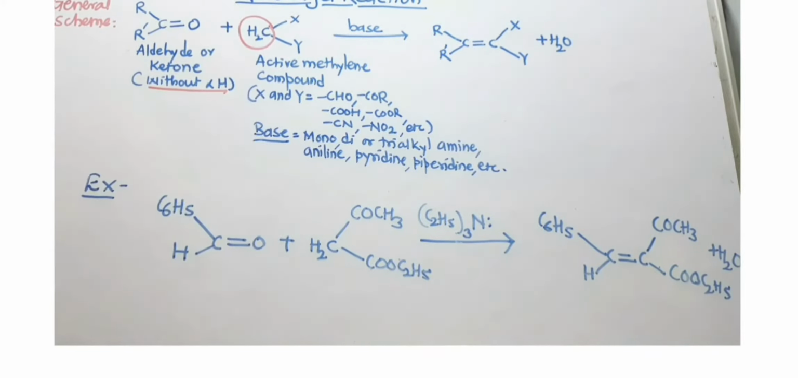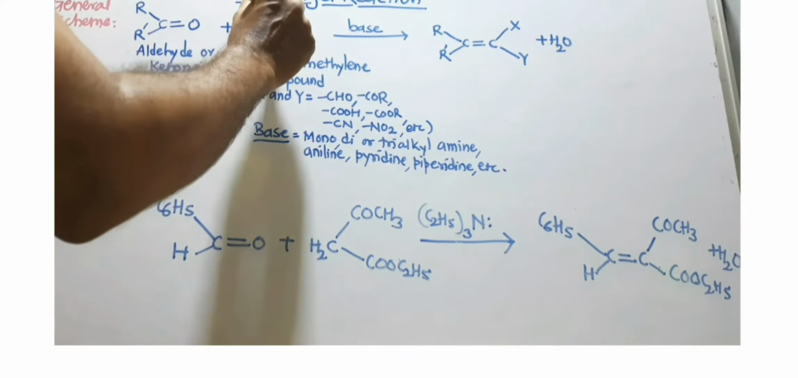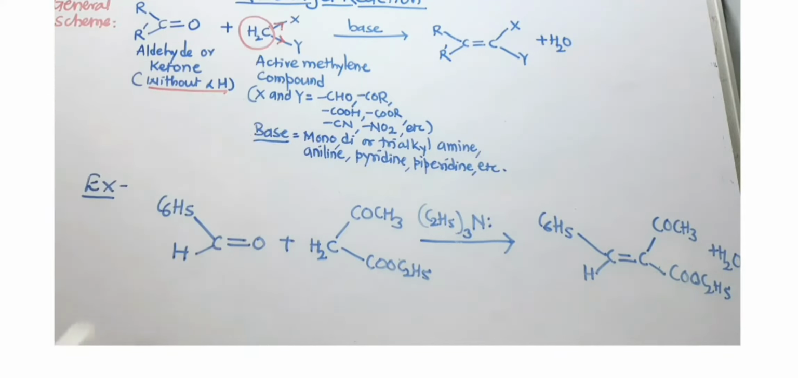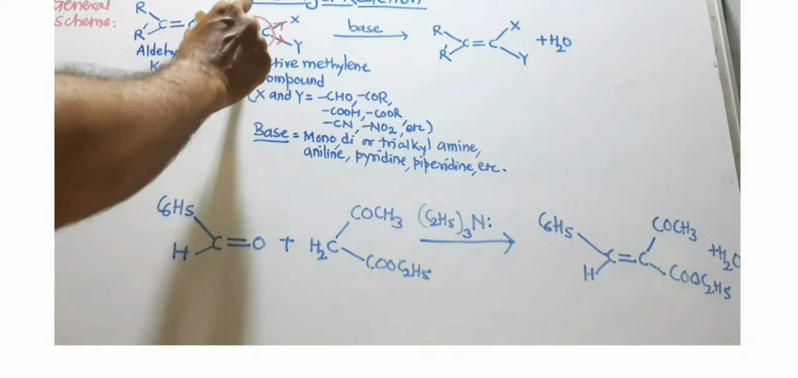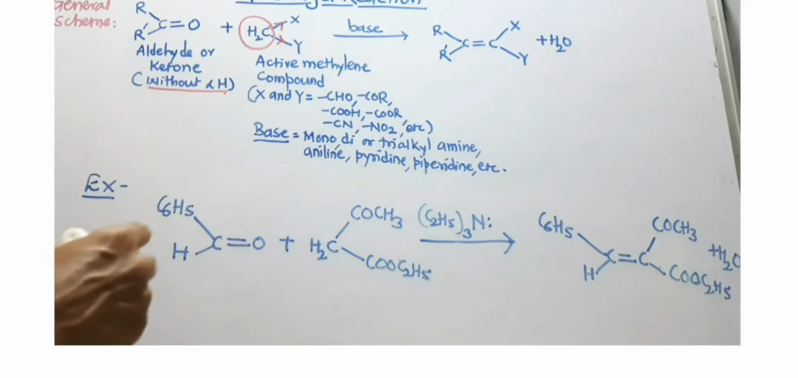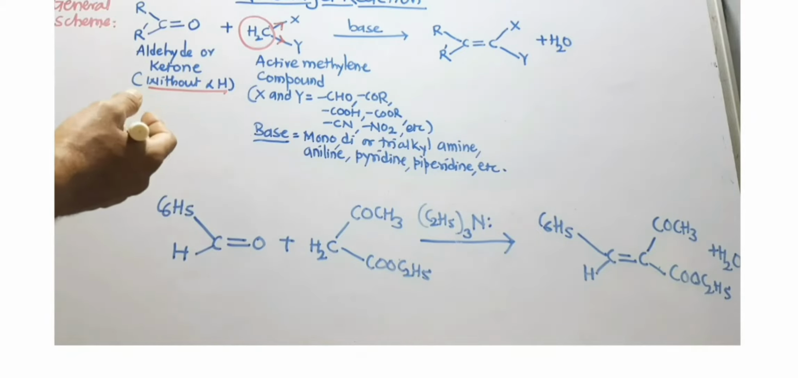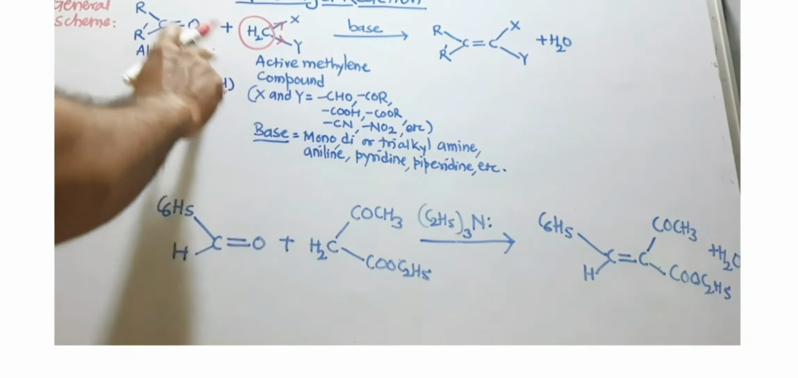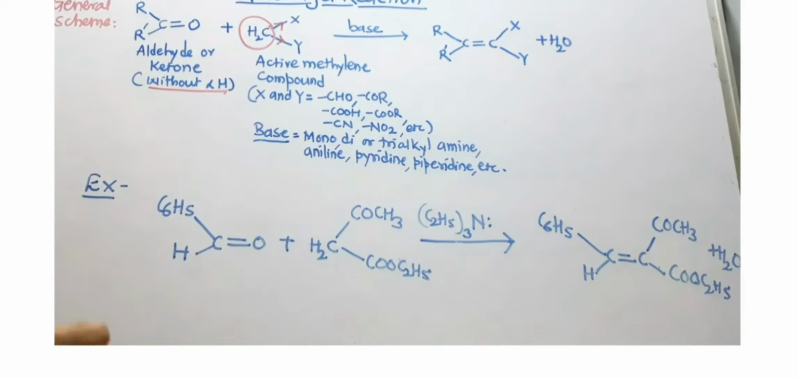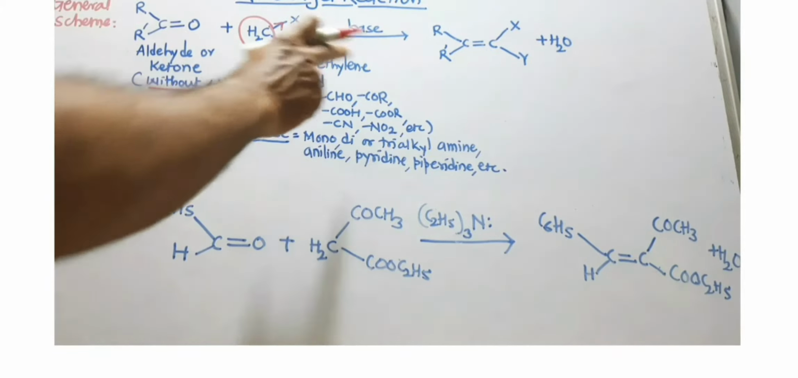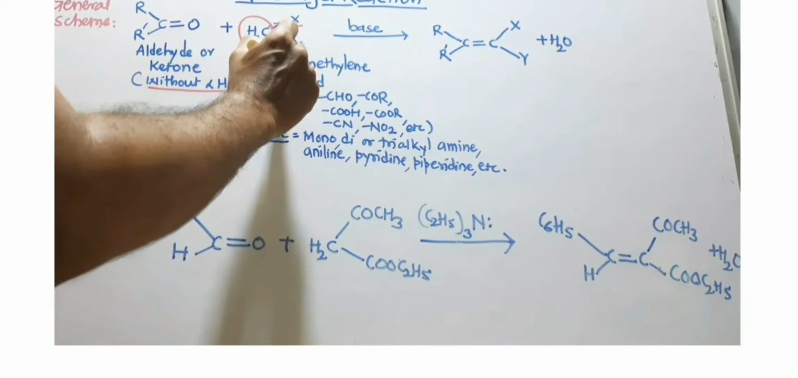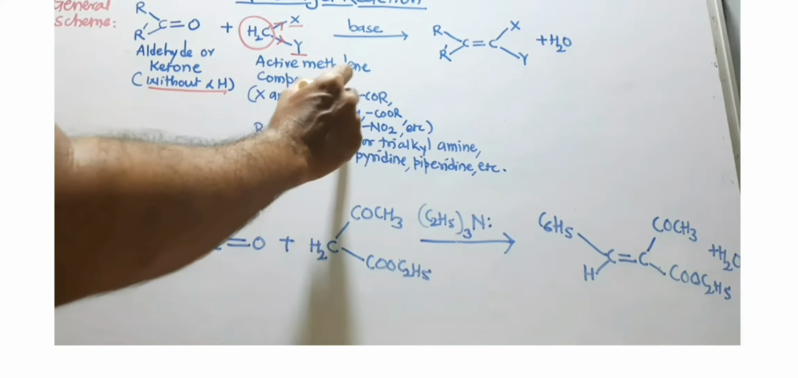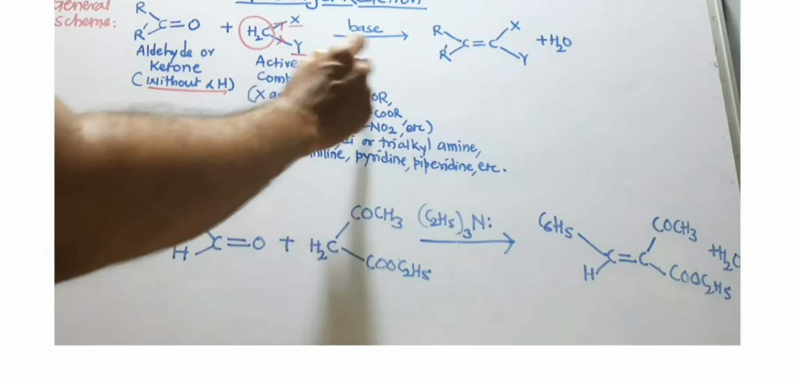So this is a methylene group. When there are two electron withdrawing groups attached to this methylene group, that becomes active. That means these two protons become more acidic, that we can remove more easily. So this type of compound is called an active methylene compound. So here we have given what X and Y are. Any group, CHO, COR, COOH, all these are electron withdrawing groups.